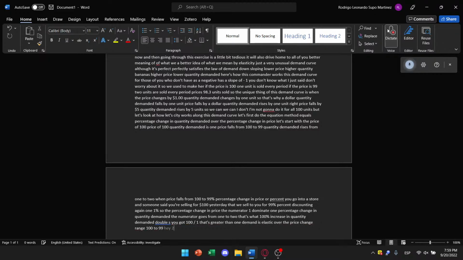Same too, by the way, if it falls from 99 to 98. That's close to a 1% change in price. It's a little bit more. Quantity demanded rises from 2 to 3. That's a 50% rise in quantity demanded. Percentage change in price is less than percentage change in quantity demanded, so it's elastic.